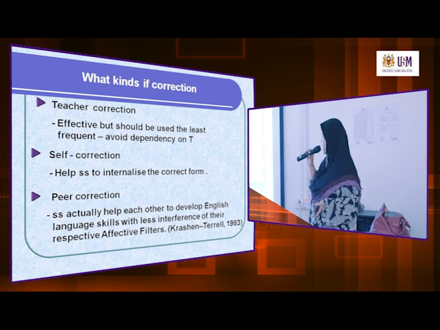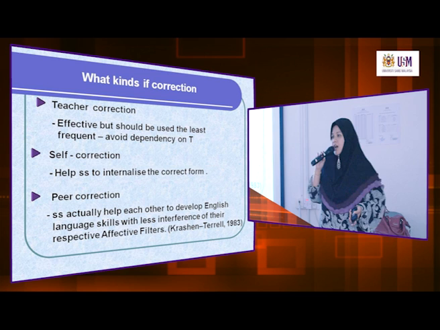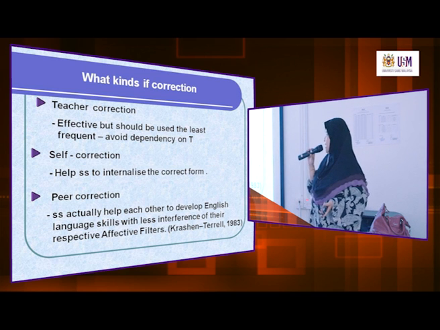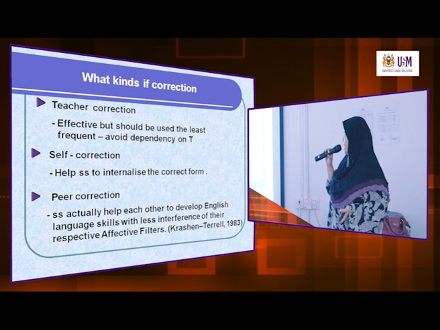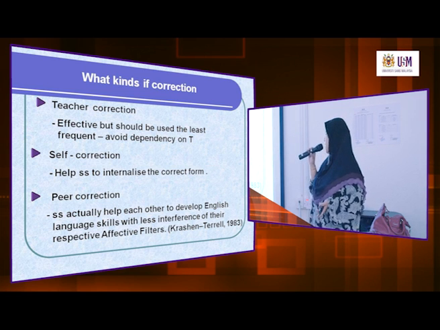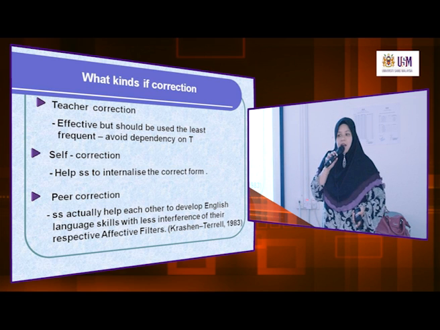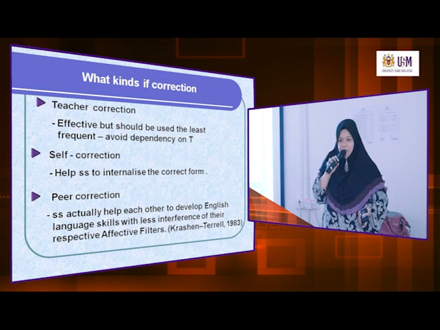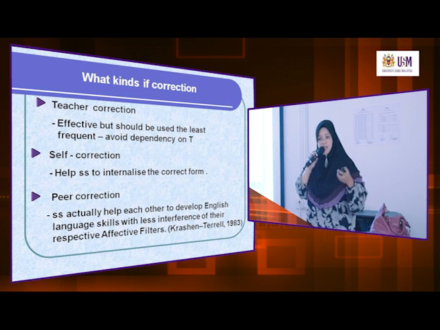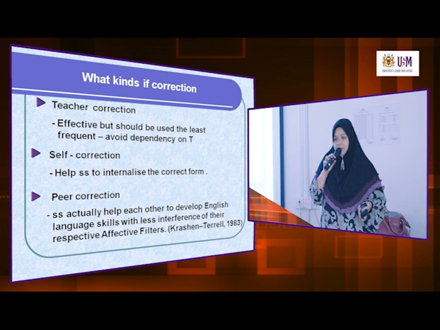Peer correction. Long and Terrell, who are very familiar with second language acquisition, say that it is the best way because it helps students to help each other develop English language skills with less interference of their respective affective filters. However, you need to be very careful of the students' personality. Sometimes good students can be bossy and domineering. You know, I know everything, you should listen to me. But peer correction is the best way to use in class, if the students can accept their friend's correction.